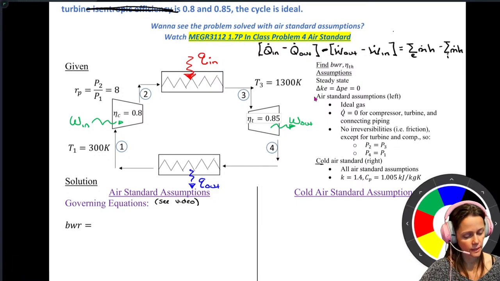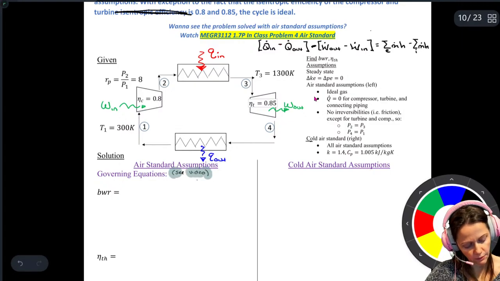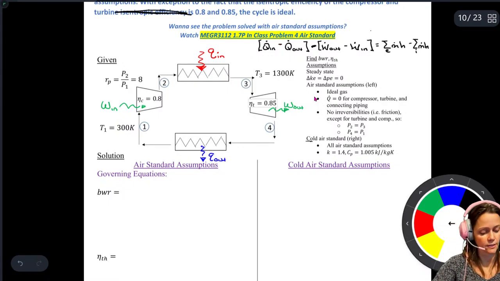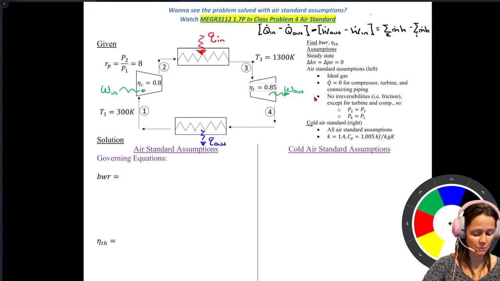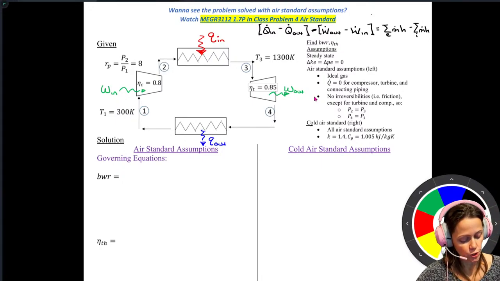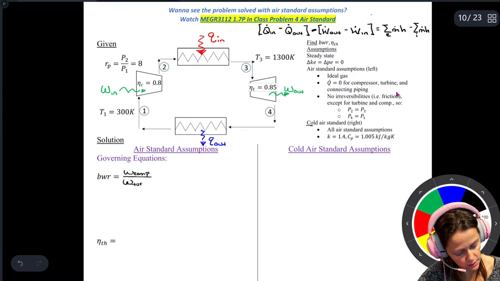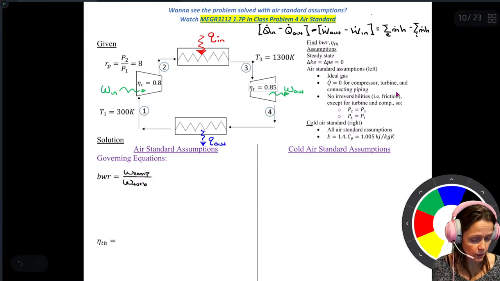All right. So I'm going to go ahead and get my governing equations on the left-hand side, but then I'll translate that to what it means on the cold air standard, because we kind of need to do it in that order anyway. So your back work ratio, remember this is the work of the compressor or compressors over the work of the turbine or turbines. All right, and you could put this in terms of W dots. That would be okay too.